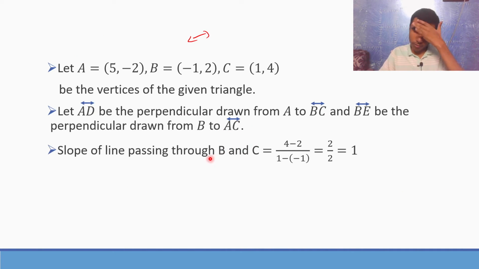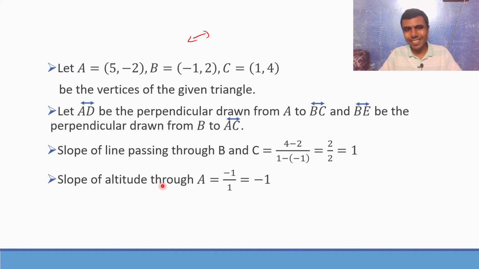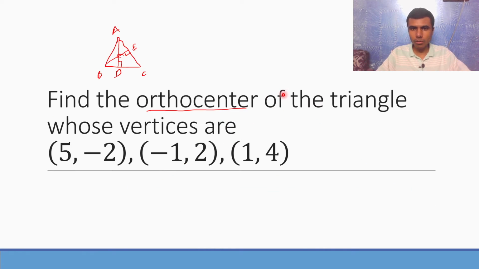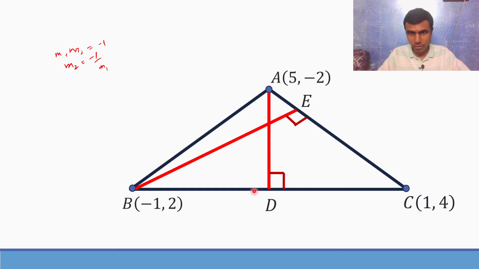Now what is its slope? Slope of that line is y2 minus y1 by x2 minus x1. Okay, so 4 minus 2 by 1 minus minus 1. So this would be 2 by 1 plus 1, which is 2 by 2, which is 1. Now the slope of the altitude through A is going to be minus 1 by the slope of this. అర్థమవుతుందా? దీని యొక్క స్లోప్ వచ్చేసి minus 1 by slope of ఇదండి BC.